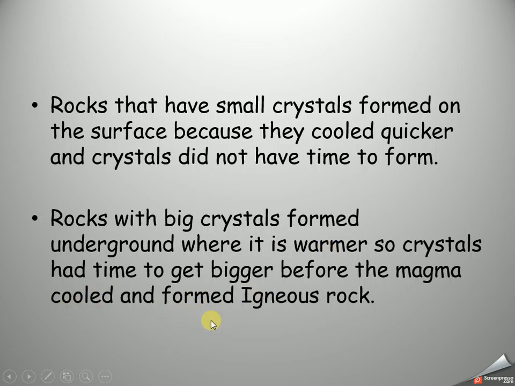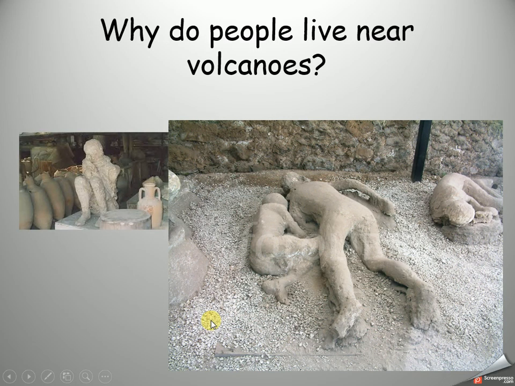Okay, now, why do people live near volcanoes? Now, this happened right near Mount Vesuvius, and these people are encased in ash. The volcanic ash came so quickly that these people were literally frozen in their tracks. It's not ice, but they were encased in this really hot ash. And this poor person was praying for his life, and it obviously didn't work for him.